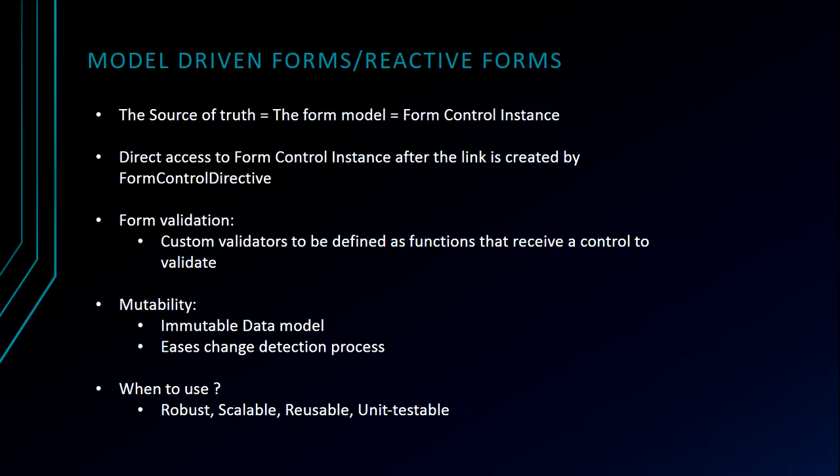Here the data model is immutable, so the change detection process is very easy, unlike your template driven form where you use two-way data binding and then it continuously modifies the data to and fro. There is no problem here, right? So when do we use reactive forms? Whenever your application is robust, it is scalable, you want a lot of reusability, right? In all these scenarios you'll have to go for reactive forms. In short, whenever your form is going to be very complex, when you're going to have a lot of validations in your forms, numerous fields in your forms, in that case you will have to go with reactive forms.